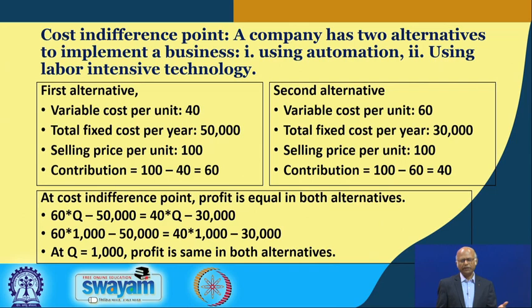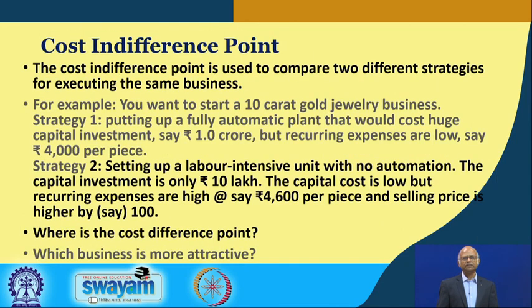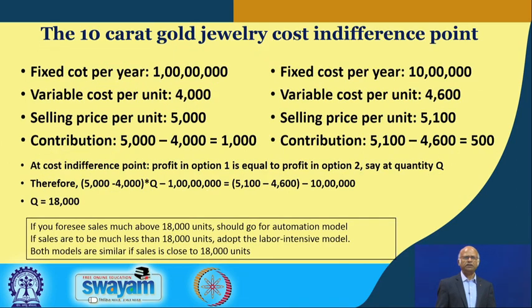Here is an example, you can see them. There are too many examples today actually. This example is about cost indifference point, and you can just pause and see. We discussed this 10 carat gold jewelry, and here is an example showing an automatic production context and a semi-automatic production context.